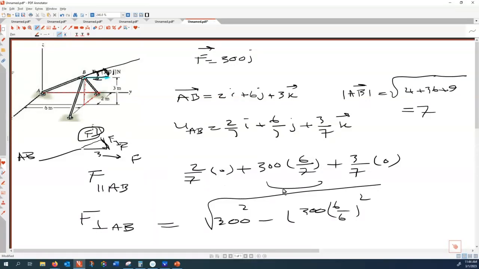Could you extend the last line? The last line, this one. Root over 300 squared minus 1800 by 7 squared. Yeah, by 7, you're right. That is the adjacent, and that's the hypotenuse. But we are getting the net force there, right? Yes. All right.